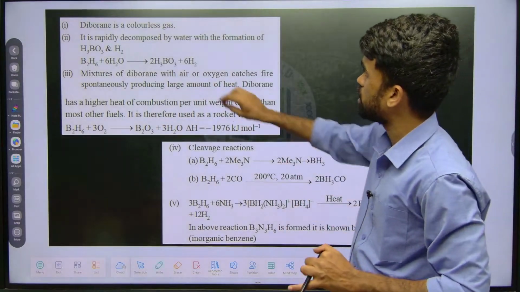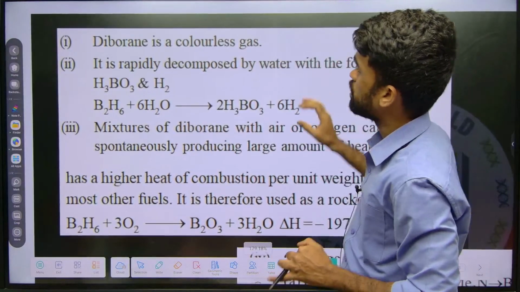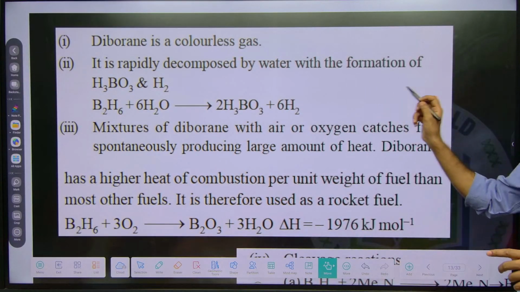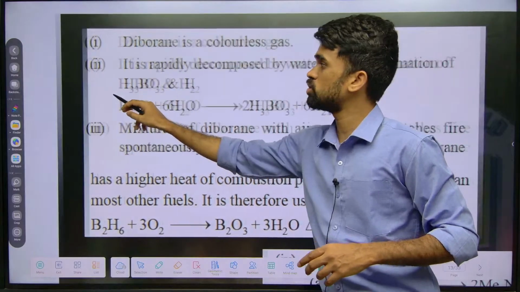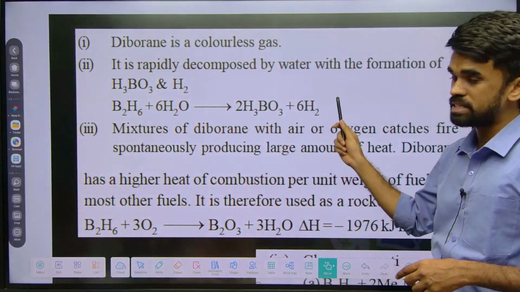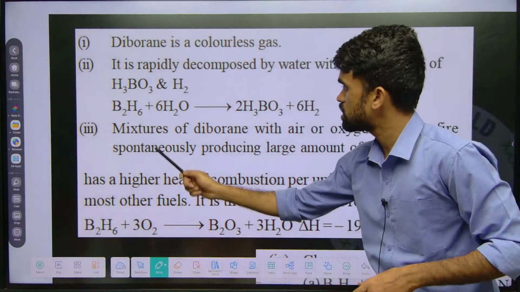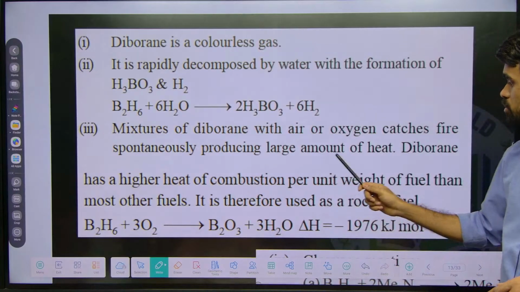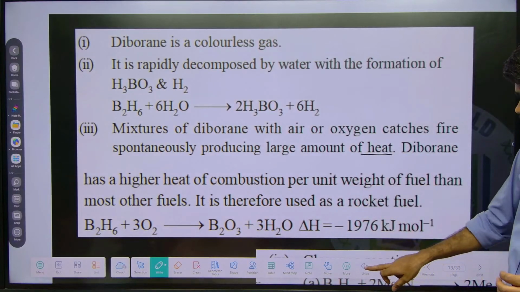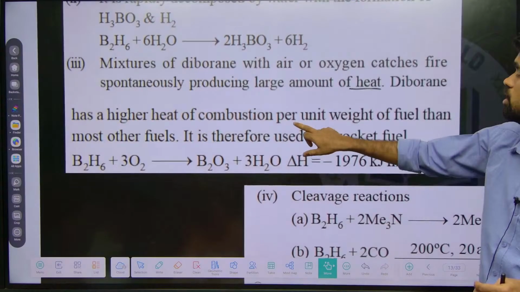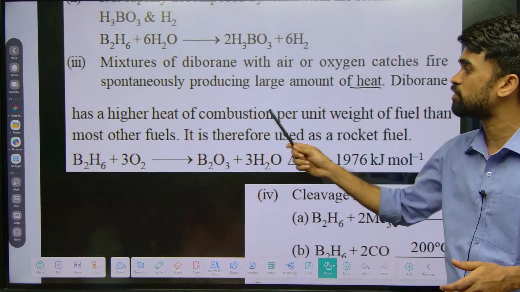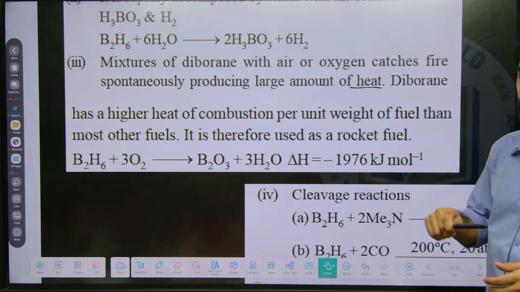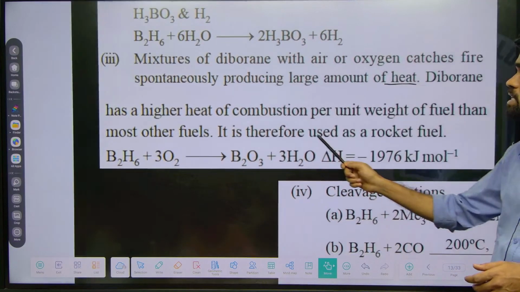Just read these points. Diborane is a colorless gas. It is rapidly decomposed by water, forming H3BO3 and H2. This is a reaction we see in one question. A mixture of diborane with air or oxygen catches fire spontaneously, producing a large amount of heat. Diborane has a higher heat of combustion per unit weight of fuel than most other fuels. Therefore, it can also be used as a rocket fuel.